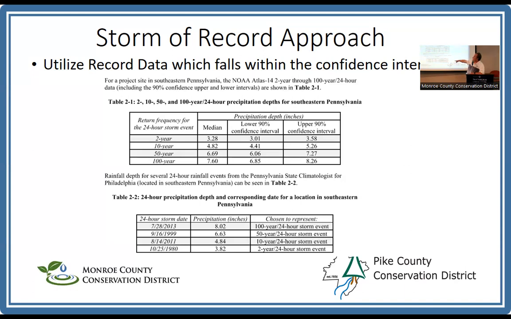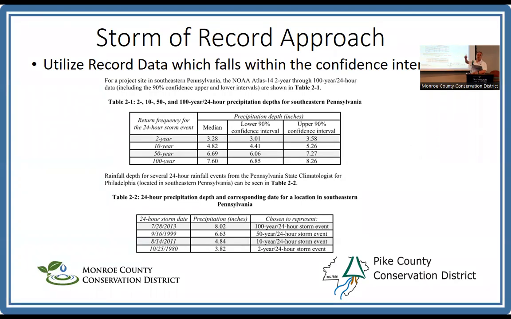So you can see in this case, the 2-year storm event was 3.82 inches. The median is 3.28 and the upper is 3.58. So that's a storm that's relatively higher. Next one, 4.84 for the 10-year. And you could see that's almost at the median. That's within the range again. 6.63 again is in the range. It's slightly lower than the median, but again, towards the lower end of the confidence interval. And then finally 8.02 inches. And again, that's probably right about towards the upper end, kind of in the 100-year storm.